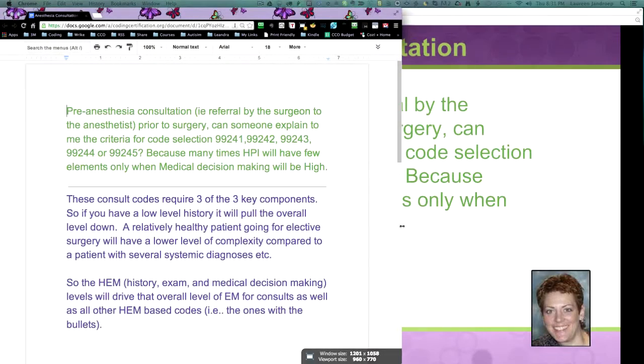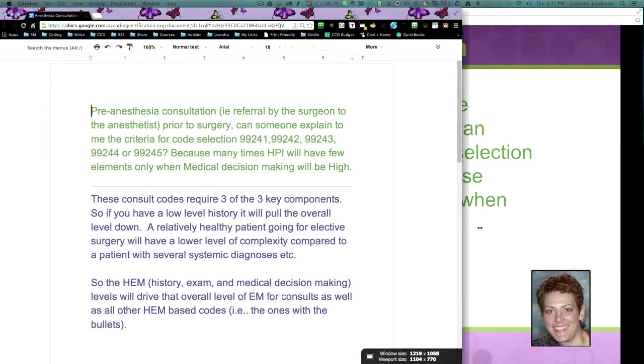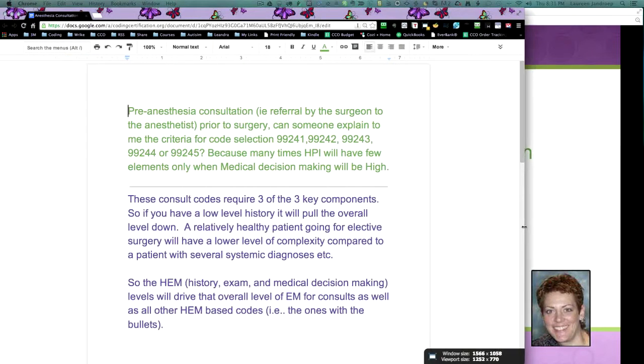So basically that code range are the consult codes from E&M. And consult codes require 3 of the 3 key components. So if you do have a low-level history, like this student was asking, if the history of present illness is very brief, it's going to bring down the overall history, which in turn is going to bring down your overall E&M level. That's true. That's the way E&M codes work.